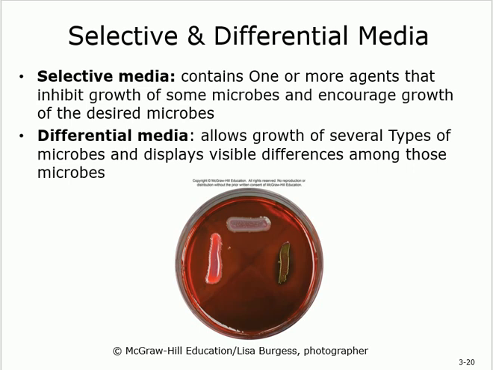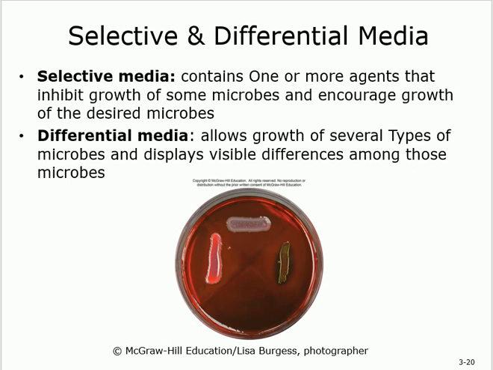Other types of media are selective and differential media. Selective media is a media that's going to, this is the simple way, selective media, a media that selects what to grow and what not to grow. Selective. How? Nutrient for this one, inhibiting factors for the other ones. Okay? Example.